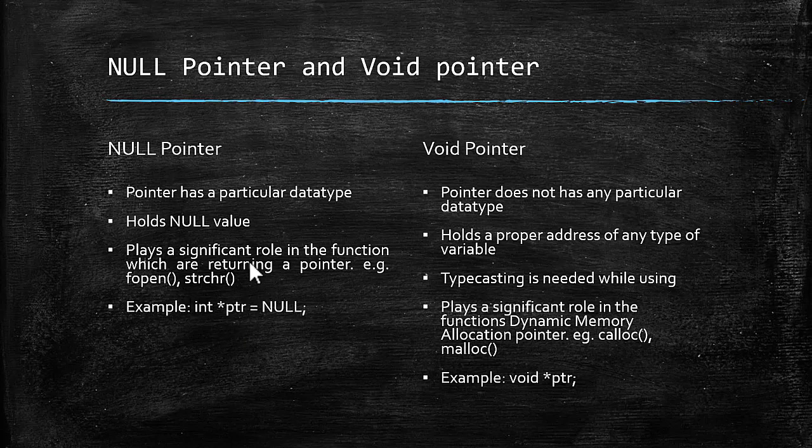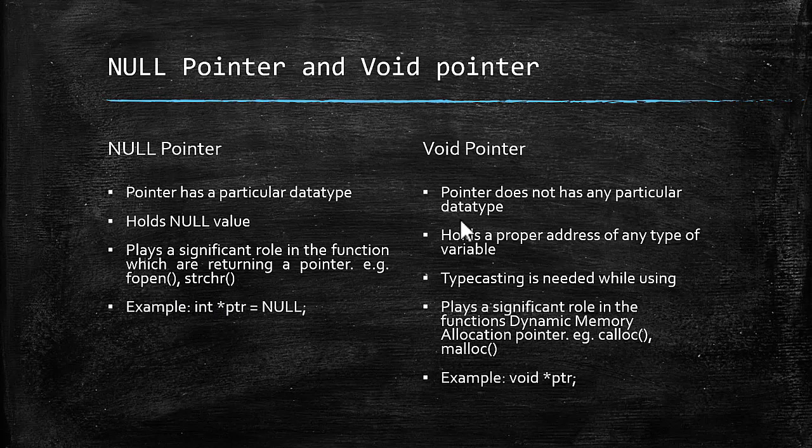This null pointer plays a significant role in functions which return a pointer, like fopen, which is used to open a file. We are going to learn that later. And strchr, which checks whether a character is present in a string or not. Now these two functions return a null pointer, or null value, when there is some issue with the proper running of these two functions.